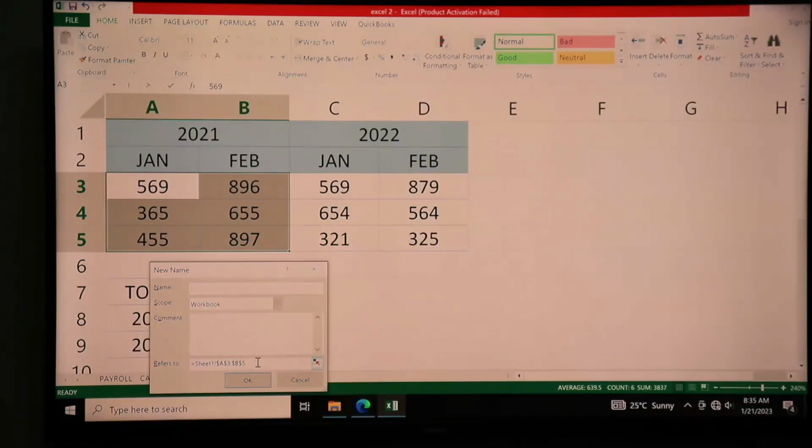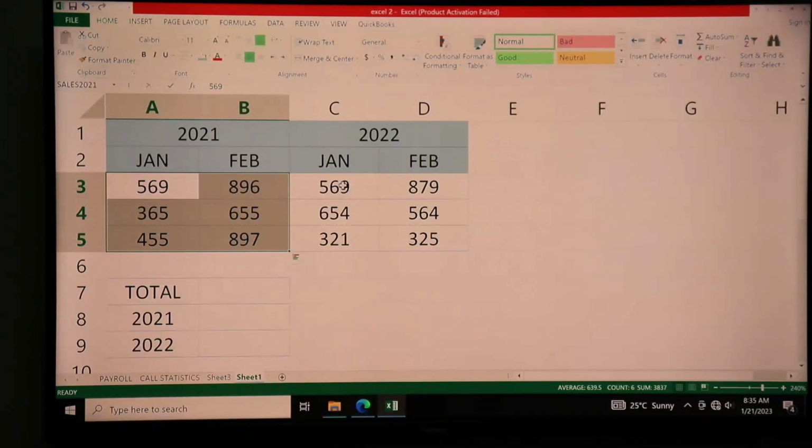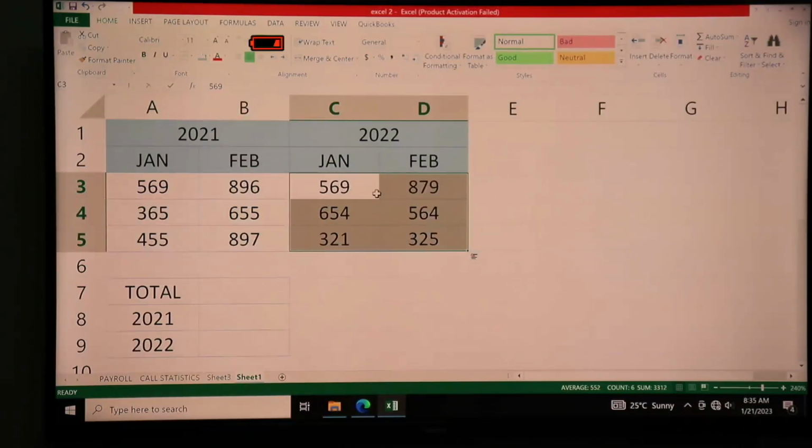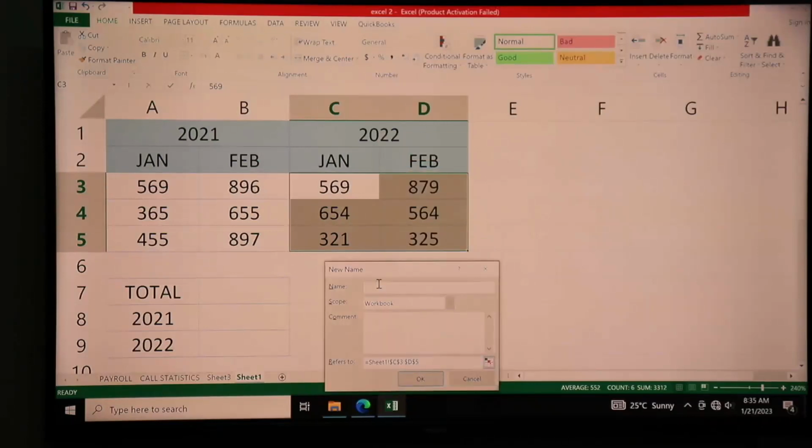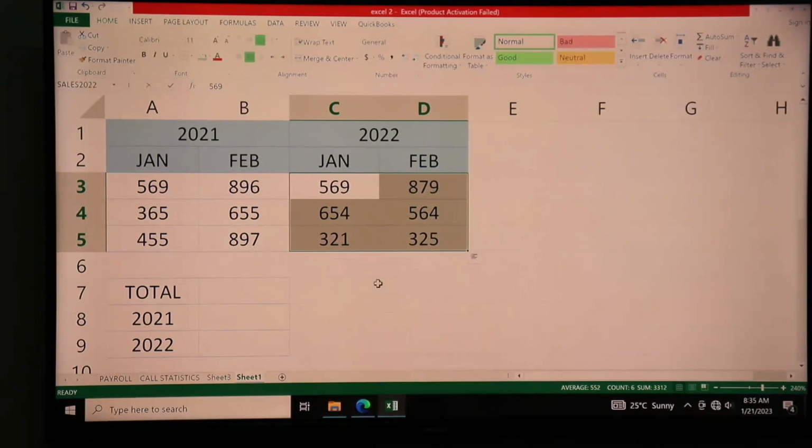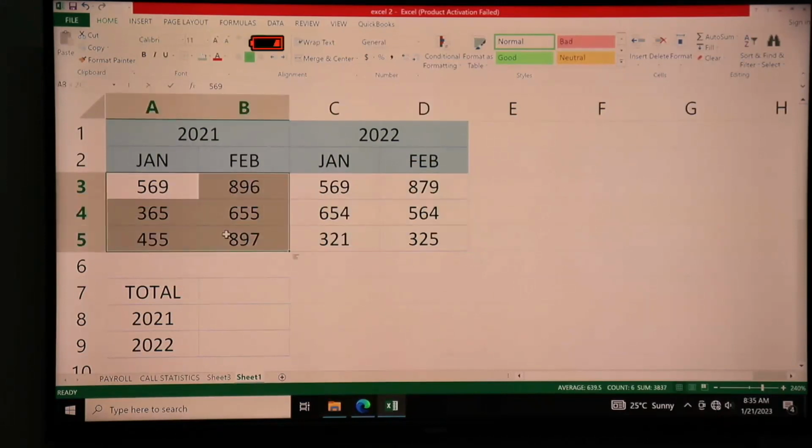So let's name this cell as Sales 2021. Sales, and no spacing, 2021. That is the first range. The next range, we are going to save it as Sales 2022. So you right-click, you define the name, then you type the name of that cell, Sales 2022. Enter. So you'll have those two. That is one range and the other range.